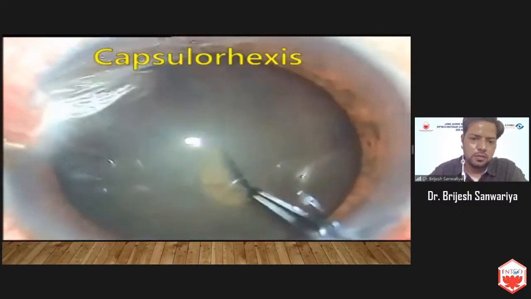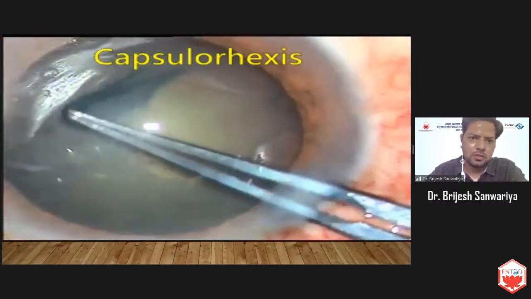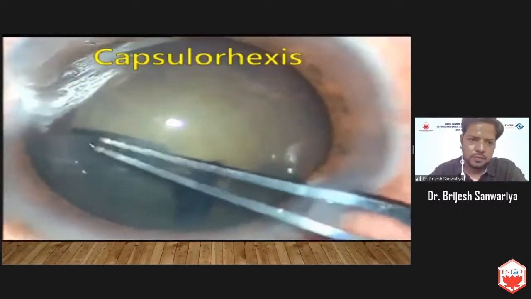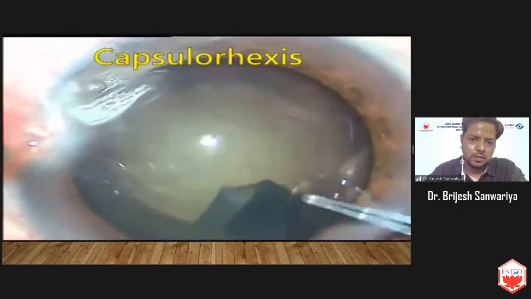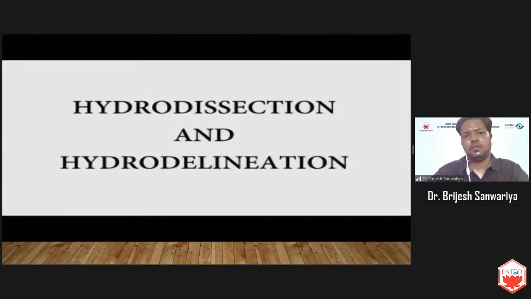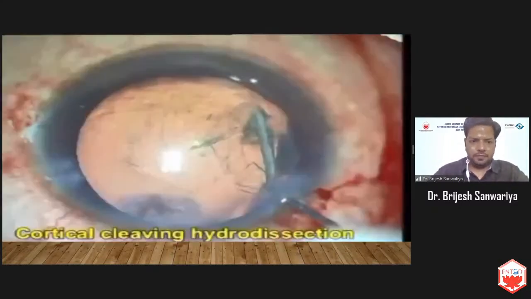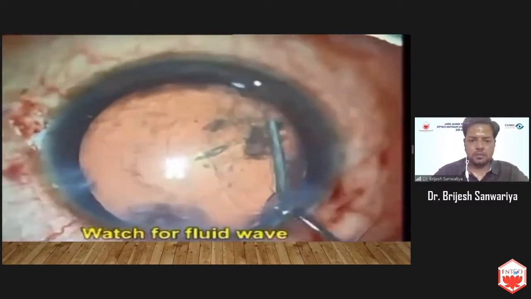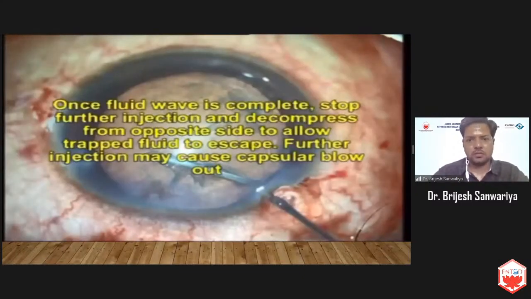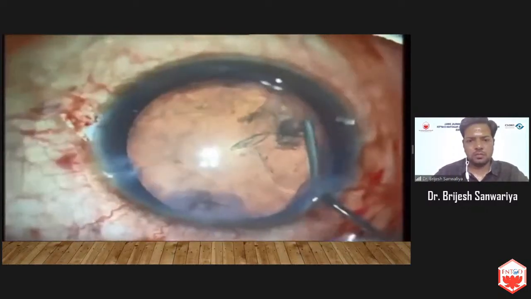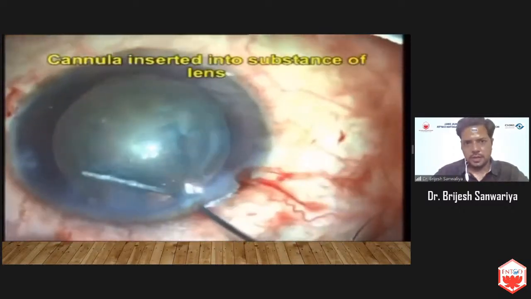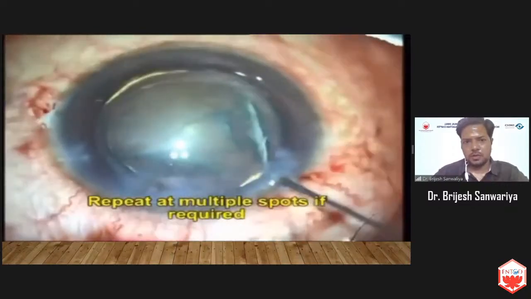Cut is given and now the forceps has been used. C-shape movement to conclude the axis. This is the fluid wave you have seen. This is the delineation. A golden ring is visible now.